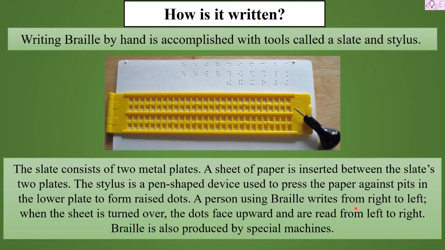A person using Braille writes from right to left. They write from right to left. We write from left to right. So they write in the opposite direction. Okay. So they write from right to left. And when the sheet is turned over, the dots face upward and are read from left to right. So we will draw it like this. We will make the characters like this, and when we have to read it, we will turn the page over and then we will read from left to right. Yes. Braille is also produced by special machines. So now special machines are also used to produce Braille.